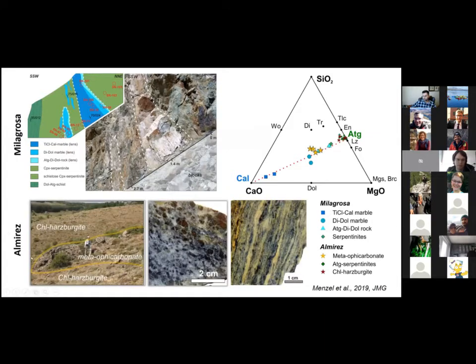In Almirez, we see meta-ophicarbonates lenses that are hosted in chlorite-harzburgite, and they have nice metamorphic structures of granofelsic meta-ophicarbonates, and also gneissic rocks. And they also have this compositional variability along this trend.